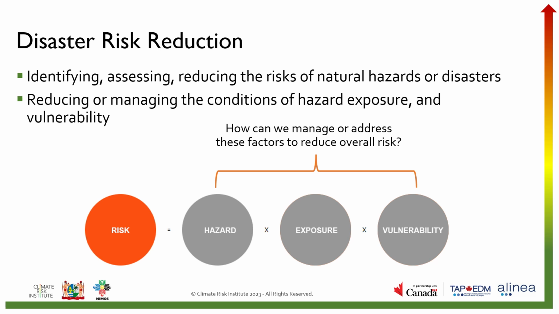As DRR is often in relation to a risk that may be outside of human control, such as an earthquake, DRR focuses on reducing or managing the conditions of hazard, exposure, and vulnerability, as can be seen in this risk equation. So by reducing or managing these factors that are within human control, the intention is to reduce the overall risk, prevent losses, and alleviate impacts.